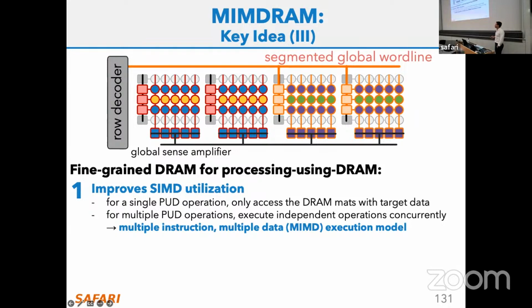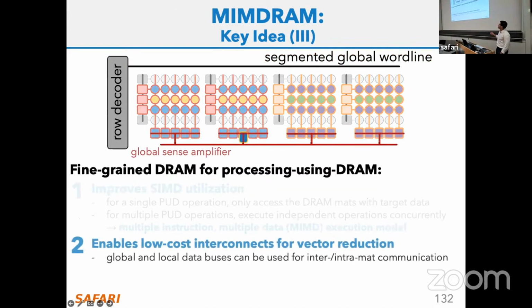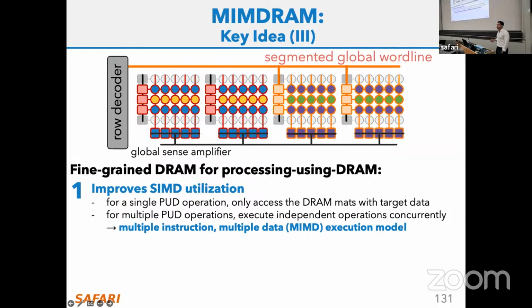In fine-grained DRAM, we have this DRAM subarray, and as I mentioned in the background, in the DRAM subarray we have several DRAM mats, right? But when I activate one DRAM row, there is this global word line that propagates across all of the DRAM mats and activates all of them at once. Instead of doing that, we are going to segment this global word line. You're going to put some isolation transistors here, which allows me, when I activate a DRAM row, to only activate those DRAM mats that are going to be involved in the computation. So basically, this allows us to have a more flexible SIMD granularity.